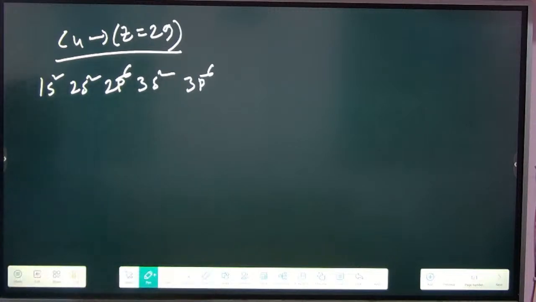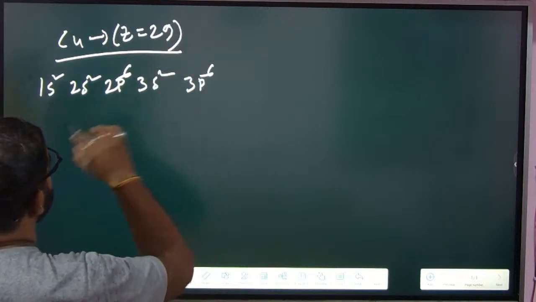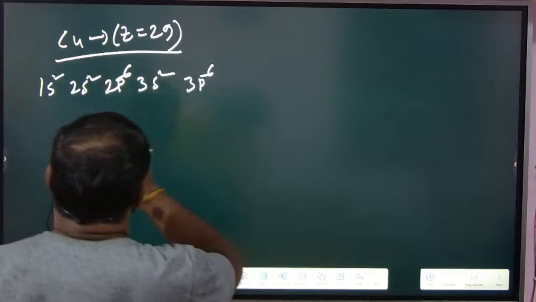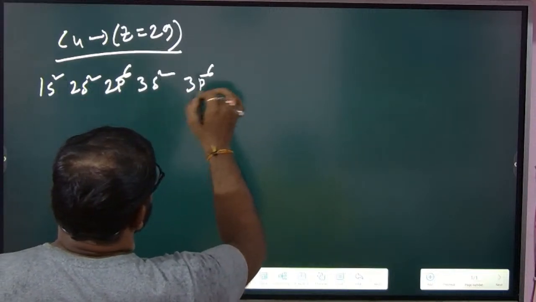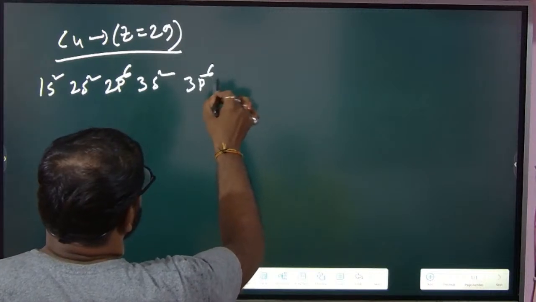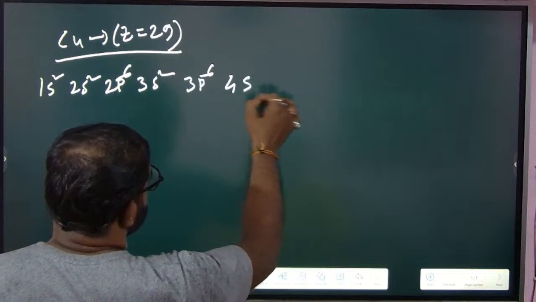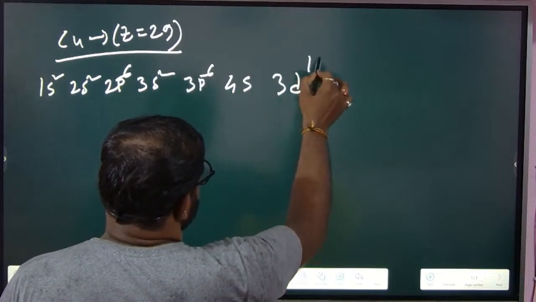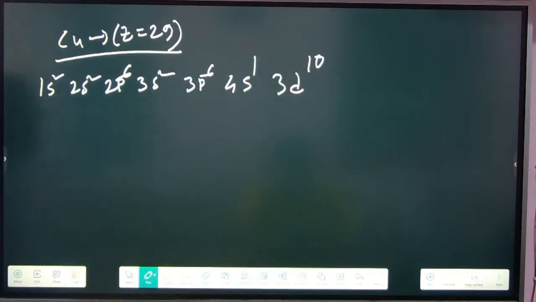Okay. Now we will complete the configuration here. So 3p6. Now how many electrons? 2, 4, 10, 12, 18. Now next is what? 3p6. Then we should have 3d and 4s. So in 3d we will have 10 and in 4s we will have 1. So this is the configuration. This is the right one.